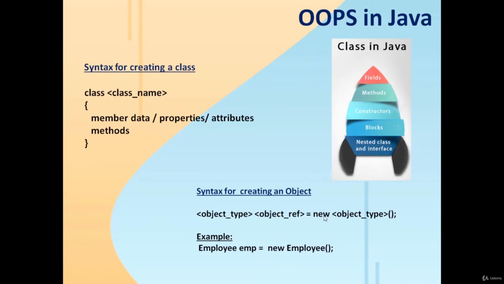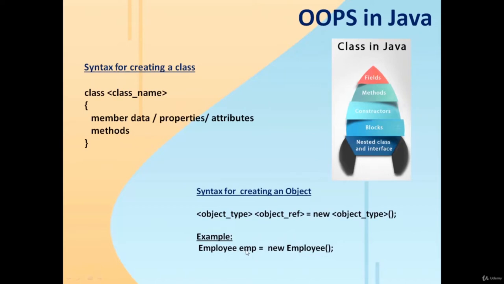I want to create one employee. So new, what type of object? Employee type object. So new object type. That is the object, and it is identified with a reference. So object type, object reference is equal to new object type. As an example, new employee is the object, and its reference is EMP to identify that object.